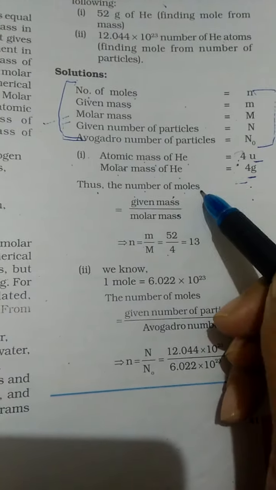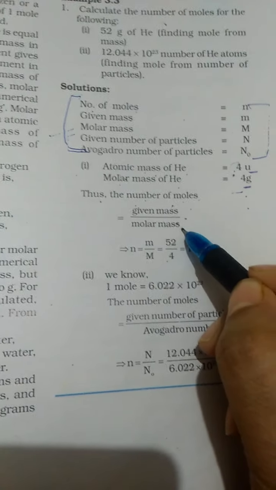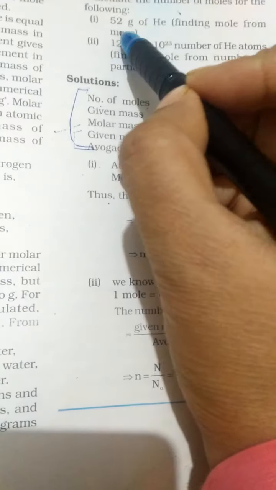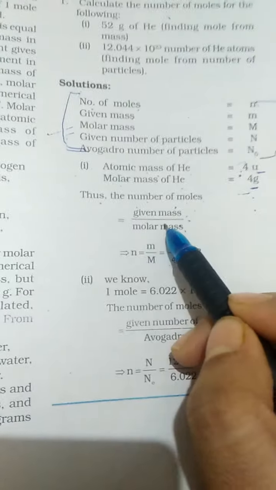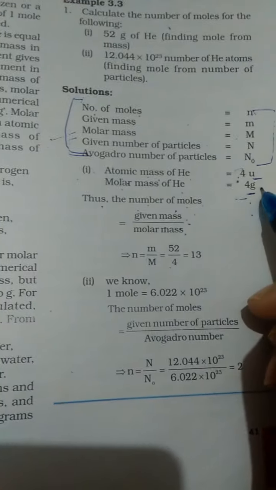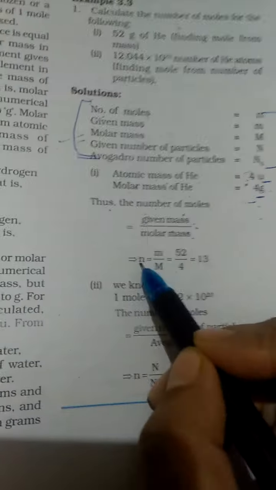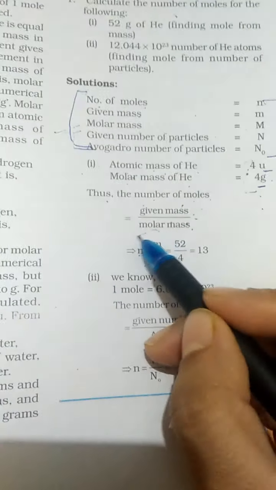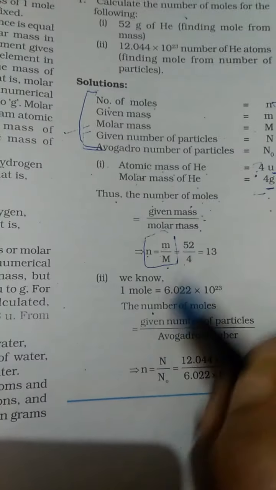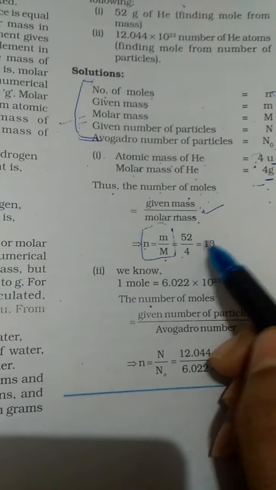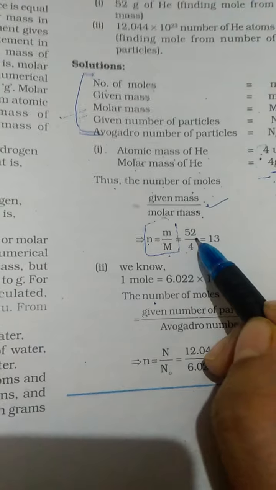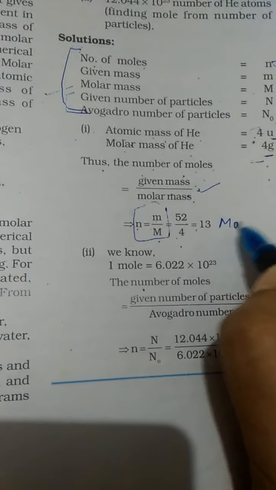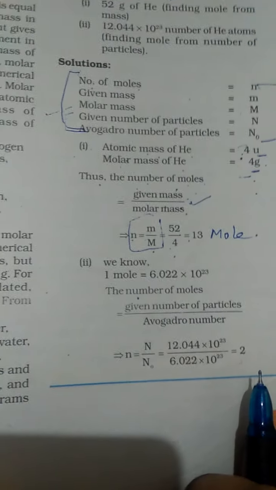So to find out the number of moles, given mass upon molar mass. हमारे पास क्या है, given mass दिया हुआ है, that is 52 gram. Molar mass we know already, that is 4 gram. So here when you will do n is equal to m upon M, or if you don't remember this, again I am telling, directly you will write down this statement formula. 52 upon 4, that is equal to 13. So this is 13 mole. I think this is clear.